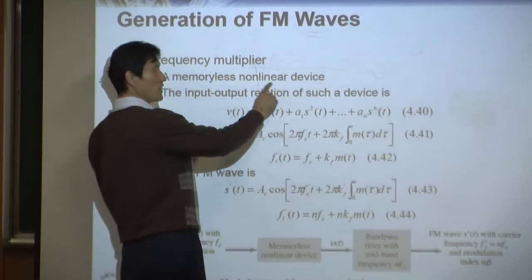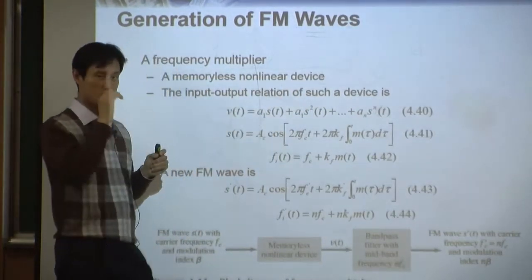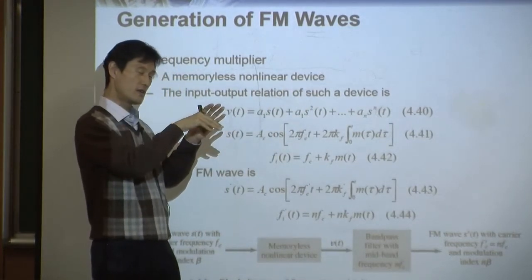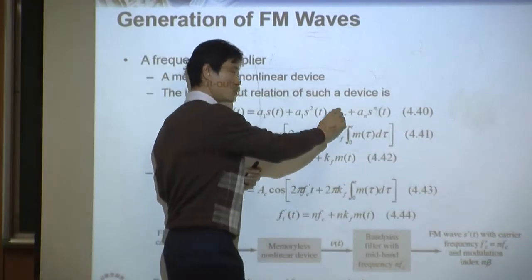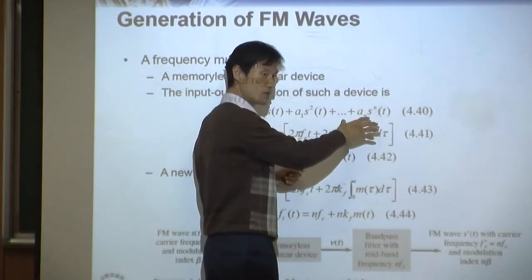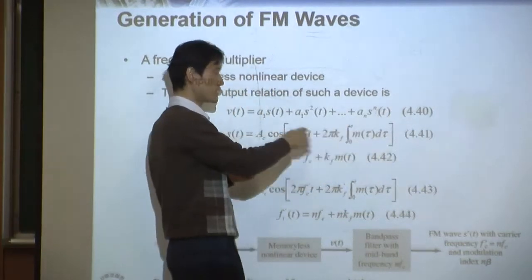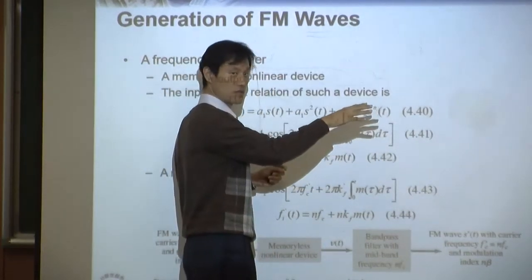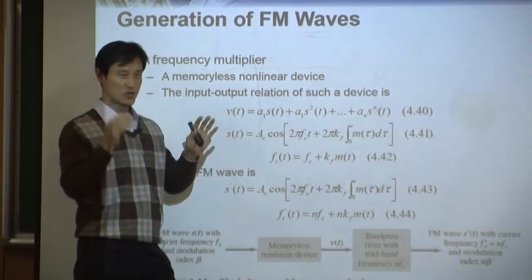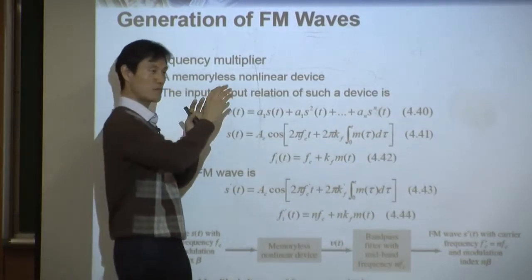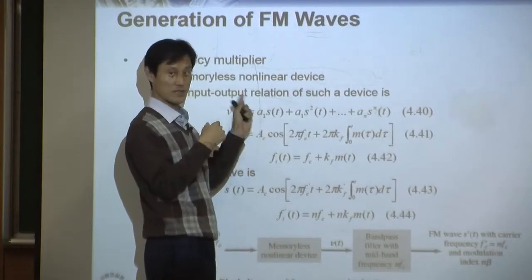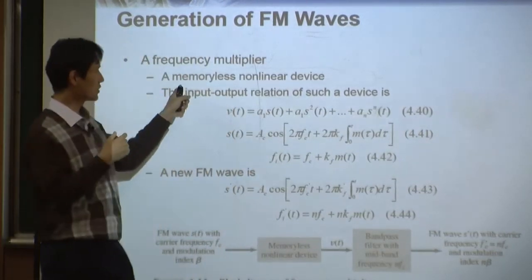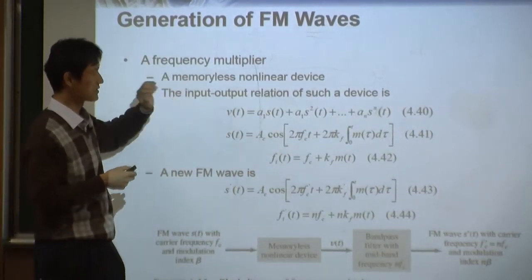But in this case, it's a nonlinear device. So what that means is you are putting some value in, and you are creating the square, the cube, and all these different values as an output. So your output has multiple components, but there's no memory. You put some value in, you get a bunch of outputs, but there's no memory. That's what they mean by a memoryless nonlinear device.